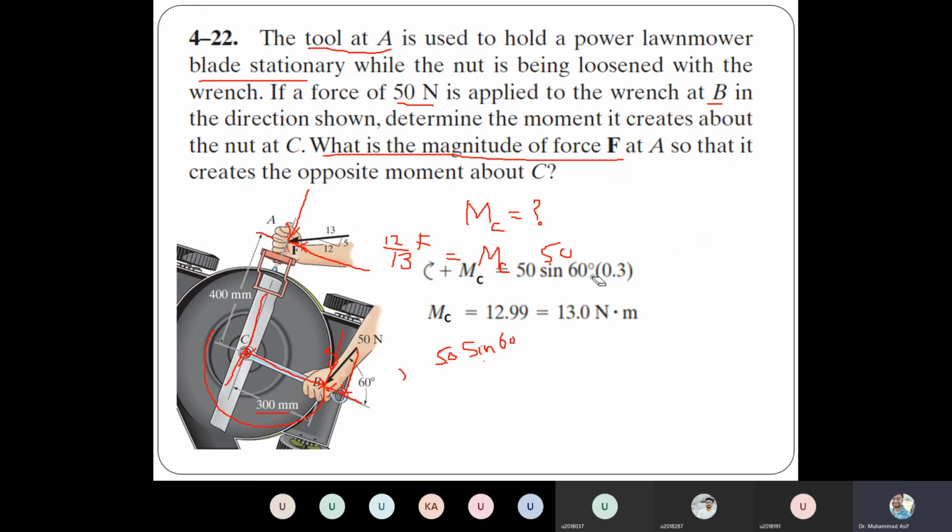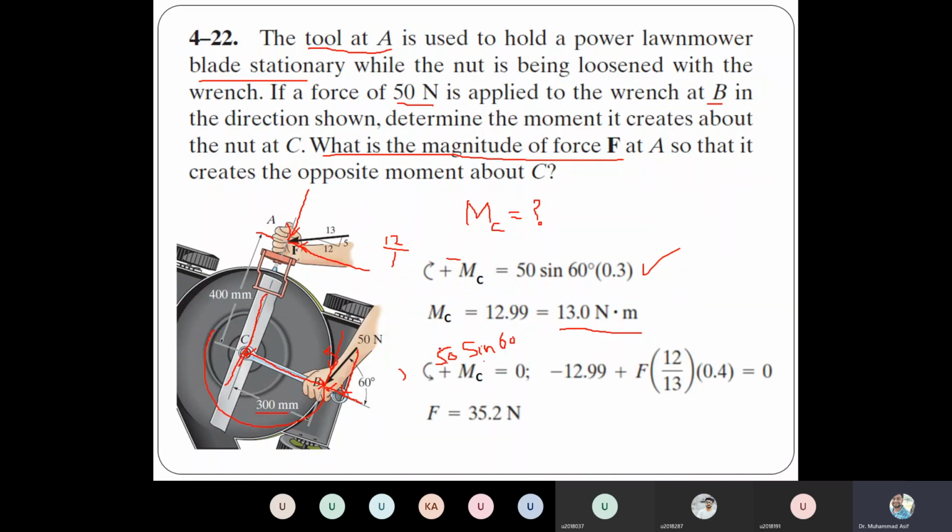Let me show you the value by calculation. For example, this was the moment about C that we calculated by using that vertical component. So that value was 13 Newton meter. Now when we come to the force F, the vertical component has zero moment, but the horizontal component has a certain moment. So we can equate that, since the sum of moments is equal to 0.